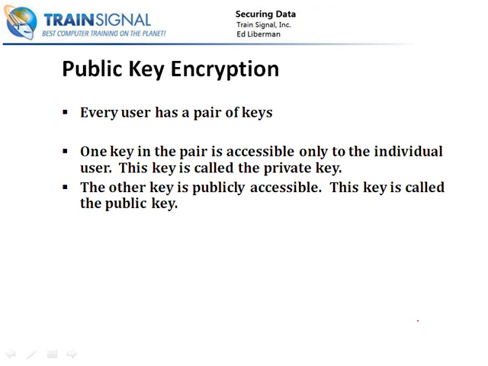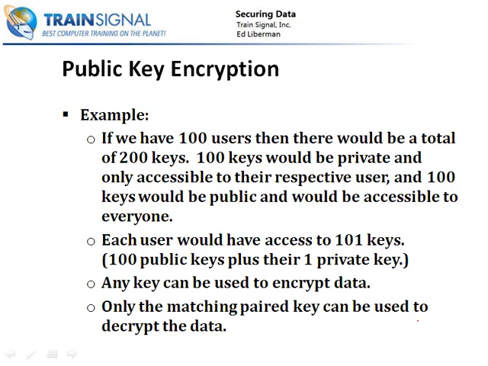Okay, so for right now, real simple, everybody has a pair of keys. A private one that only they have access to, and a public one that everyone has access to. So in an example where we have 100 users on our network, there'd be a total of 200 keys. 100 keys would be private and would, for instance, let's say, be sitting in the pocket of each individual user. So it's private. It's only available to that individual user. And then there's 100 other keys that would be publicly available to everybody, we'll say just sitting in a box that everyone has access to. Each user would therefore have access to a total of 101 keys: the 100 public keys that everyone has access to, plus their one private key.